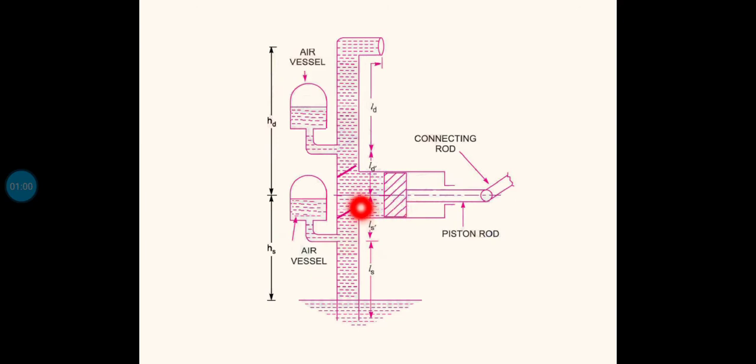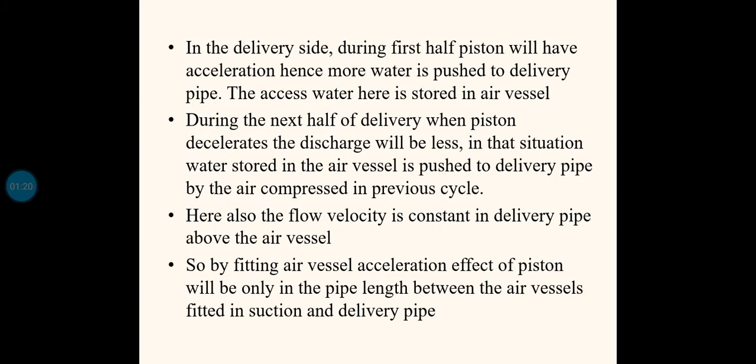Similarly, the distance from the center of the cylinder to where the air vessel is fitted on the suction side is taken as LS dash, and the remaining suction pipe length is taken as LS. Usually LS dash and LD dash are very small compared to the LS and LD values, so we will be neglecting these lengths. That we have seen in the last part itself.